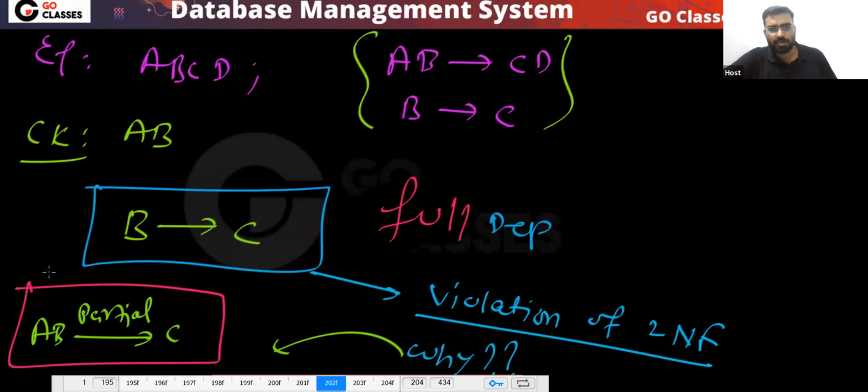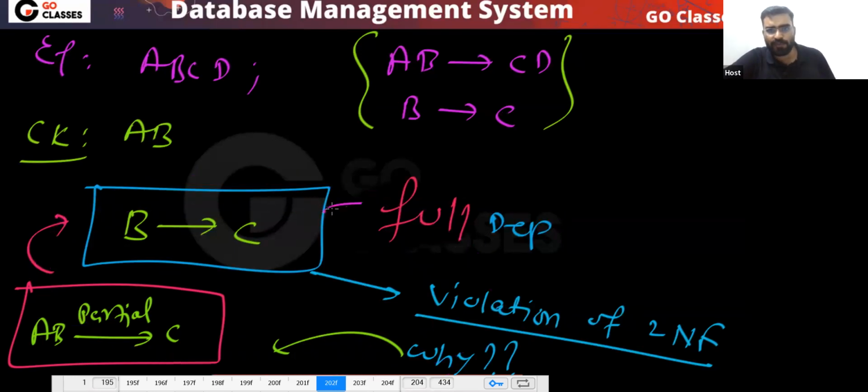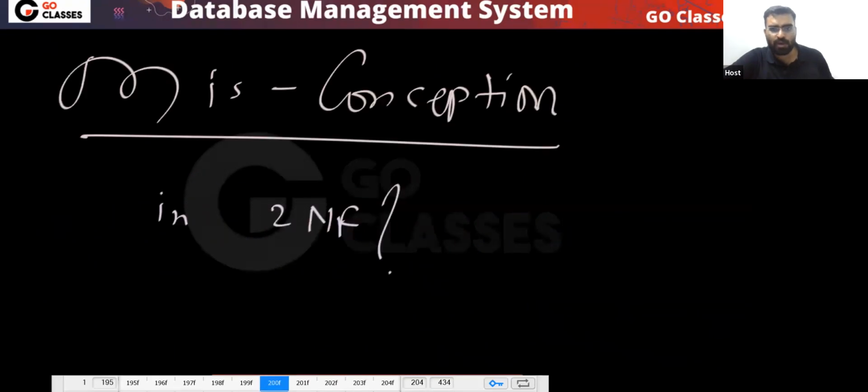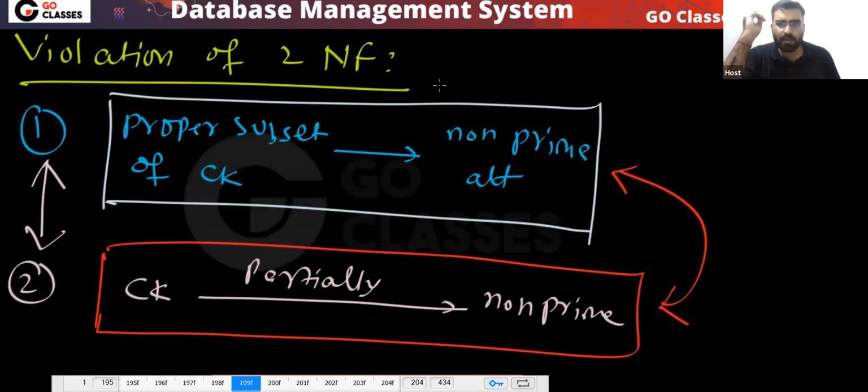Is this clear? So it's like this, this is a cycle. Are you getting my point? Like this will determine this. But remember, this is a full functional dependency. Anyone has any doubt in this? You can use this also, you can use this also. You have two things. Just apply one of them, but understand both of them. Is this clear?